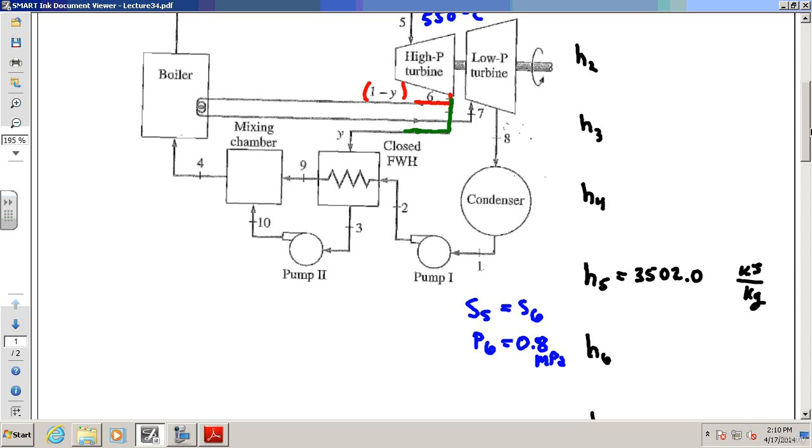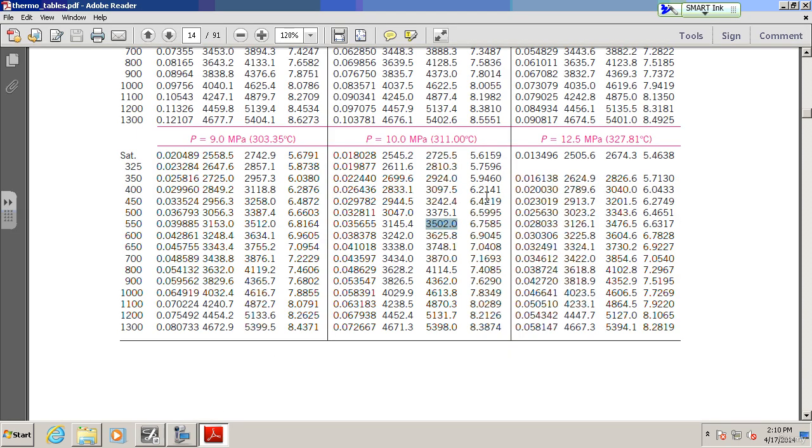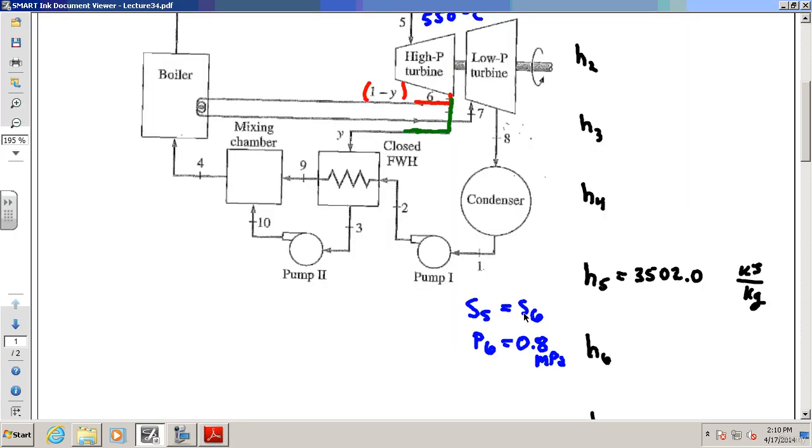So this is going to be 0.8 megapascals. What you would do is look up S5, which would be really easy because we already have it. It's 6.7585. You would look up S5, 6.7585, and then use P6's 0.8 megapascals, and you could solve for H6. I'm going to cut to the chase and give you the answer, since I don't want to take more time. It turns out it's going to be 2811.9, a pretty good estimation, kilojoules per kilogram for that one. So we got that one.